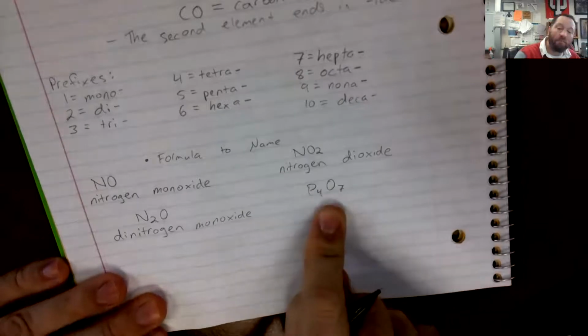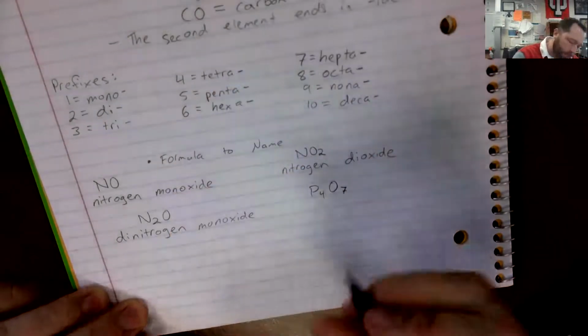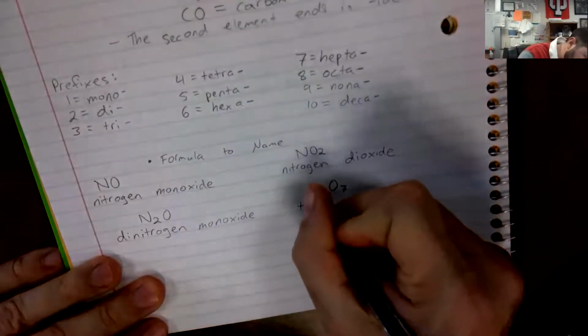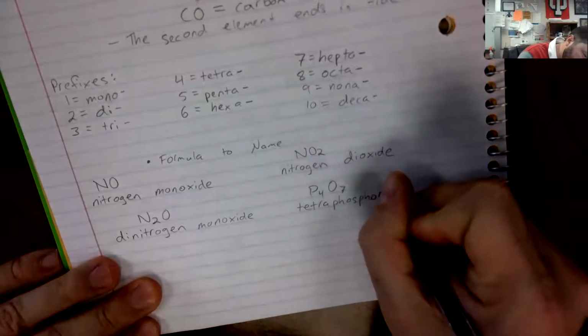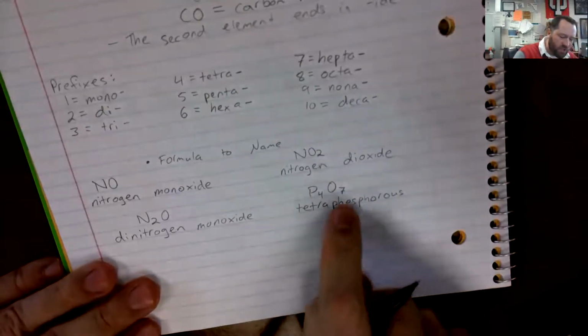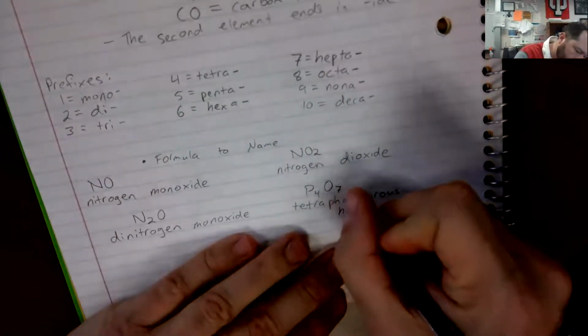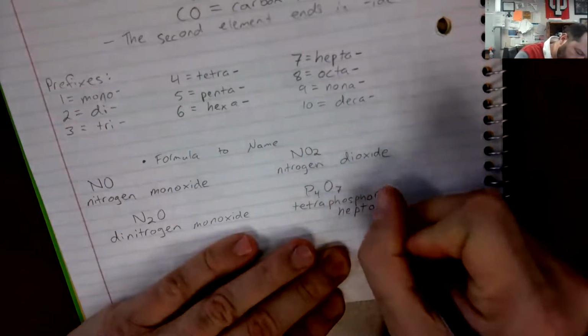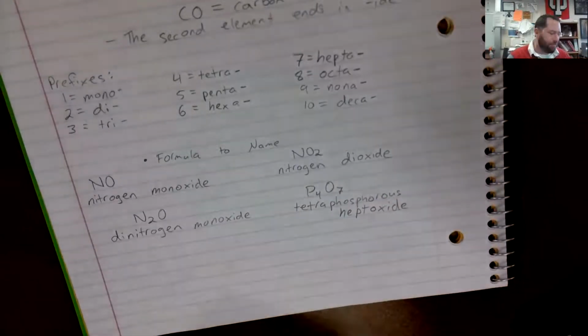Here's a big one, P4O7. Okay, let's find 4. 4 is tetra. So we've got tetraphosphorus. That's 4 phosphorus. Tetraphosphorus, and then 7, heptaoxide. Tetraphosphorus heptaoxide.